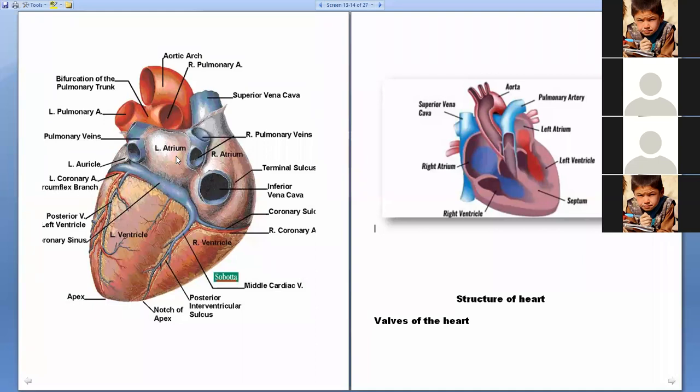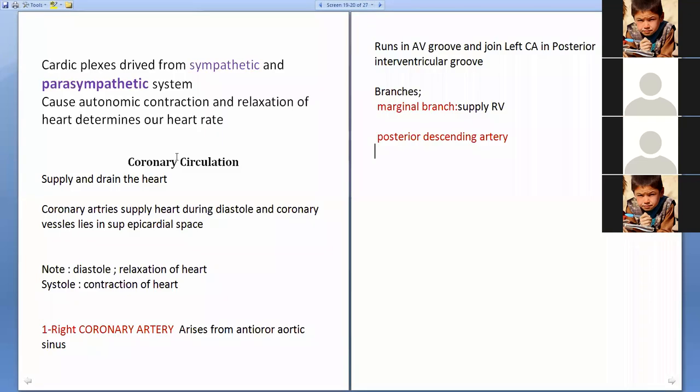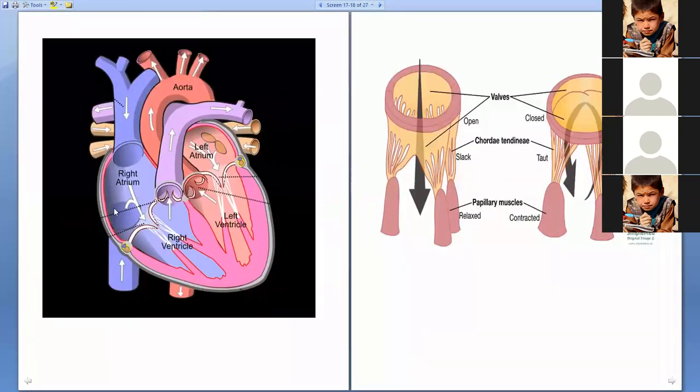Okay, so we discussed that deoxygenated blood comes to the right side of the heart, right? Between the atrium and the ventricles, we have valves. We have valves. These are the valves.